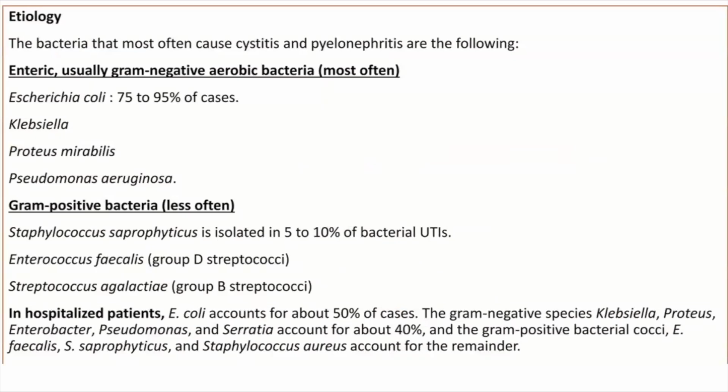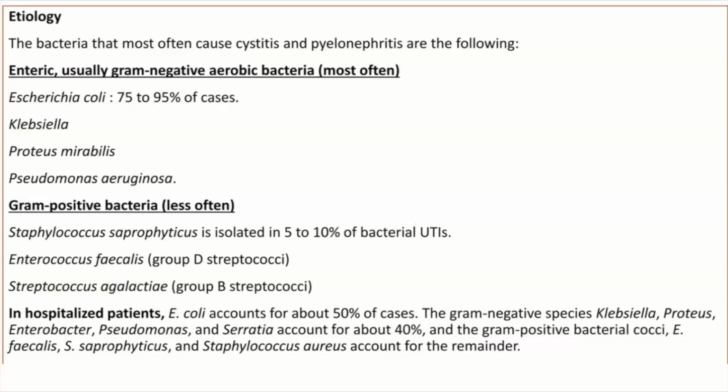Now I will come to the etiology and causes of UTI. The most common cause in general, in 80% of cases, is the bacterium E. coli, accounting for 75 to 95% of cases. Other organisms include Klebsiella, Proteus, and Pseudomonas, which are gram-negative. Gram-positive bacteria include Staph saprophyticus, Enterococcus faecalis, and Streptococcus agalactiae, which are less common.